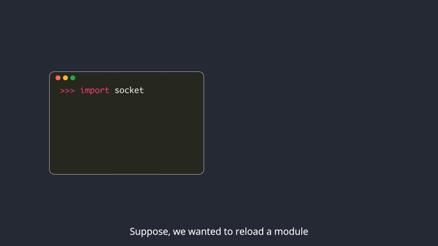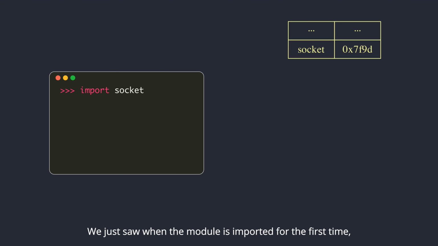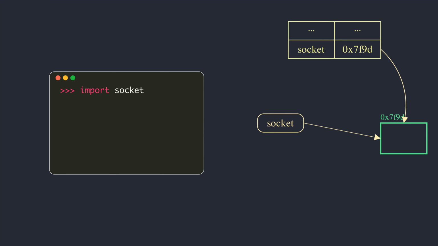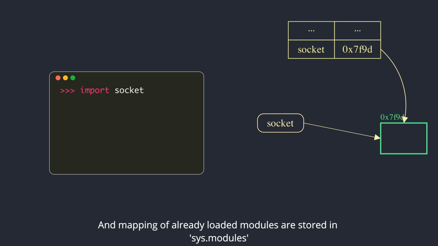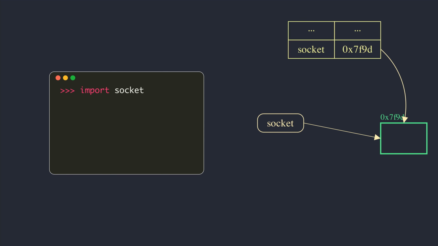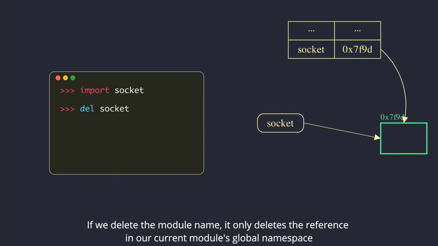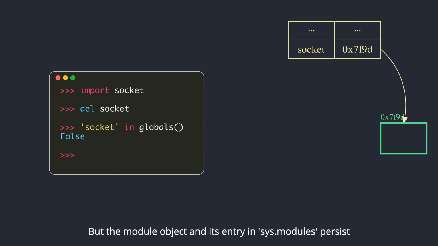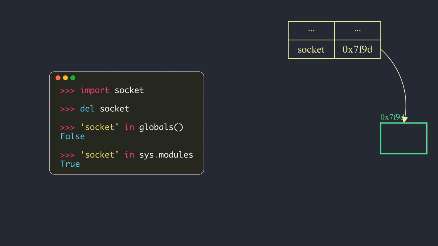Suppose we wanted to reload a module. We just saw when the module is imported for the first time, Python compiles and executes the module code and creates a module object. The mapping of already loaded modules is stored in sys.modules. If we delete the module name, it only deletes the reference in our current module's global namespace. The module object and its entry in sys.modules persist. This is not what we wanted.